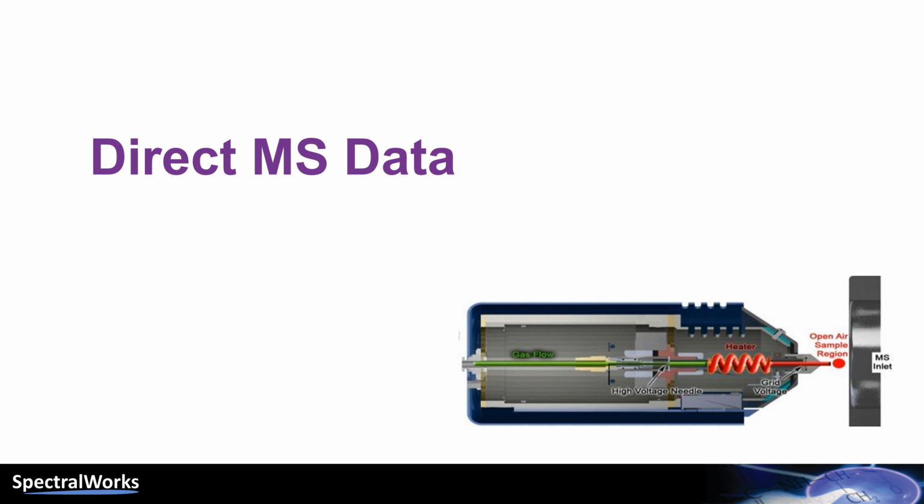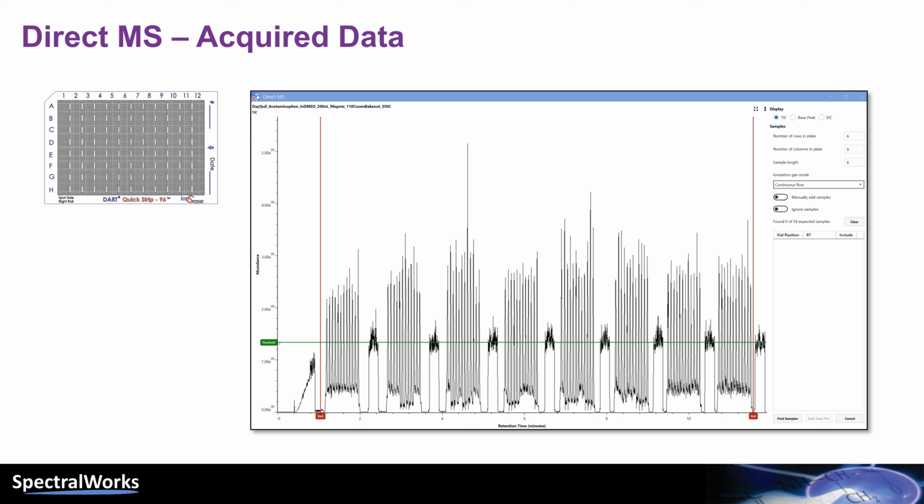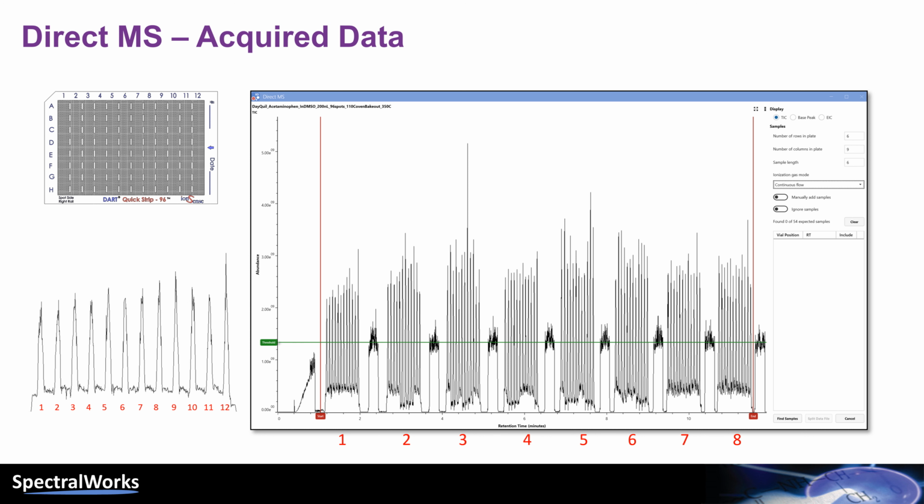Let's get started by looking at some DART data that was acquired on a Thermo Q Exactive Orbitrap. DART and DirectMS data samples are usually acquired into a single data file. In this example, a DART QuickStrip 96 card was used. The card consists of 8 rows and 12 columns. When acquired, the data is grouped into 8 sections, with 12 samples within each section, as can be seen here.